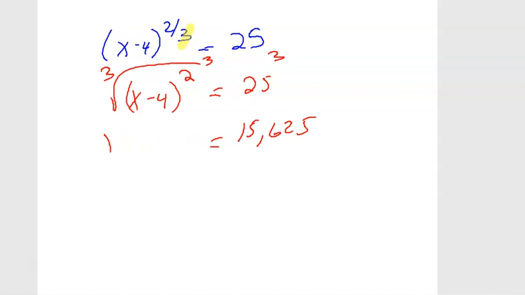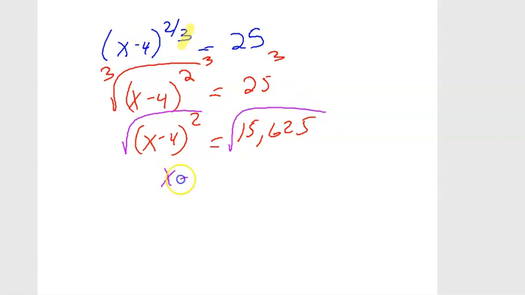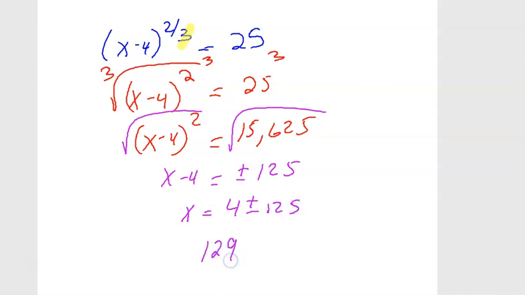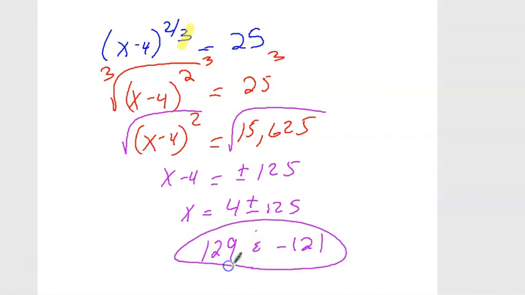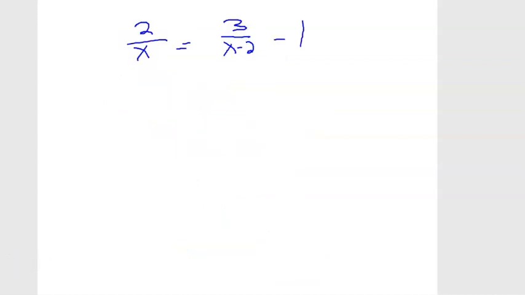I was about ready to do it that way and then set it equal to 0. But I think it's easier to just square root both sides to get rid of that square. So this is going to be x minus 4 equals plus or minus 125. Yeah, this works out a lot easier. And then x equals 4 plus 125 and 4 minus 125. So 129 and negative 121. And those are the solutions to both of those.